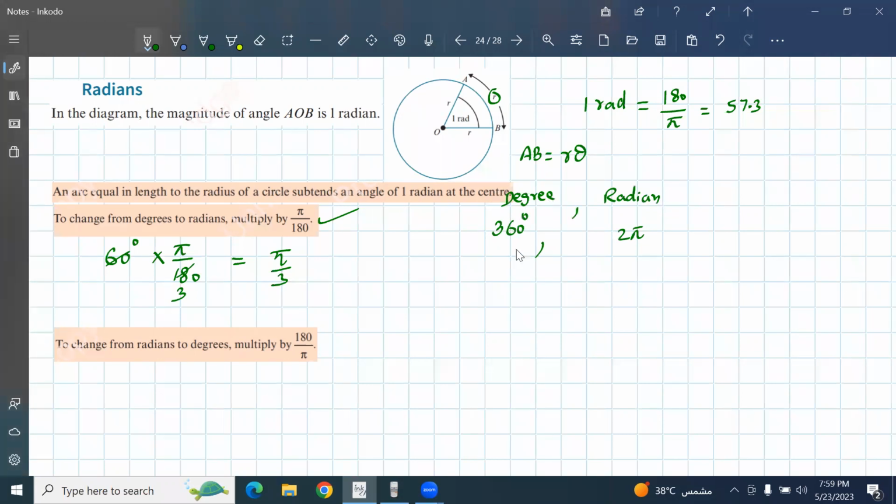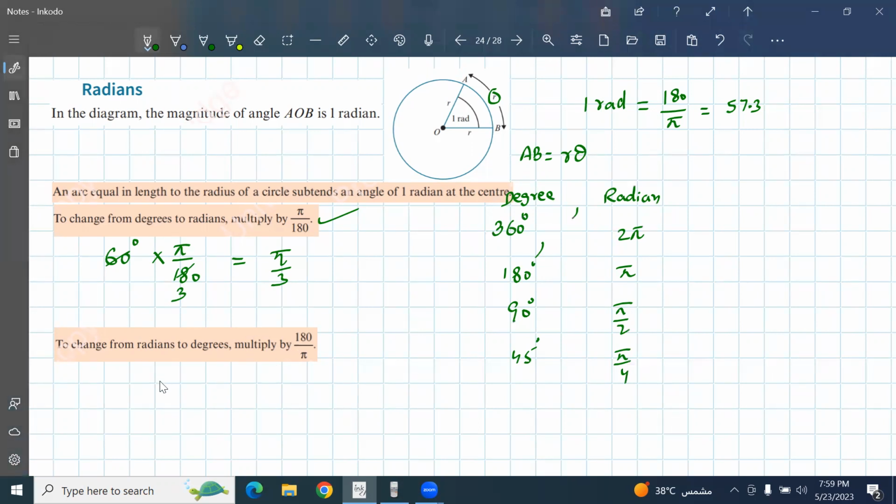Same as half of 360 is 180, so half of 2 pi is pi. Half of 180 is 90, so in radian, it is pi over 2. Then 45. These all are in degree, okay? So this would be equal to pi over 4. There are rules to convert also.